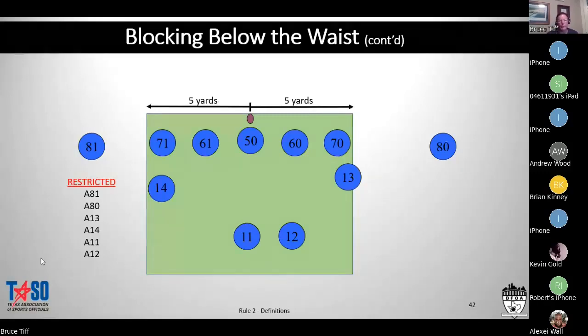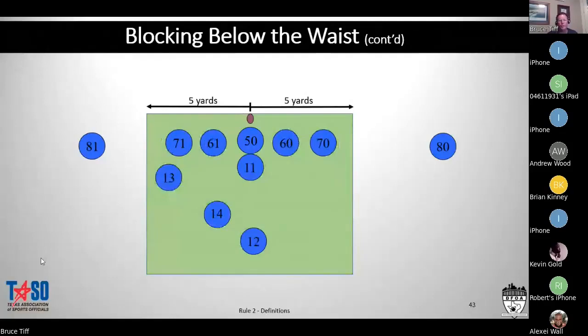Okay, another example here. Let's talk about who's restricted. Again, we have 81 and 80, the wideouts. They're not in the tackle box, so they can only block when they can legally block, and they can only do it from the front. And then we have backs A11, A12, A13, and A14. Again, they're not linemen. Even though they're in the tackle box, they are still restricted as well.